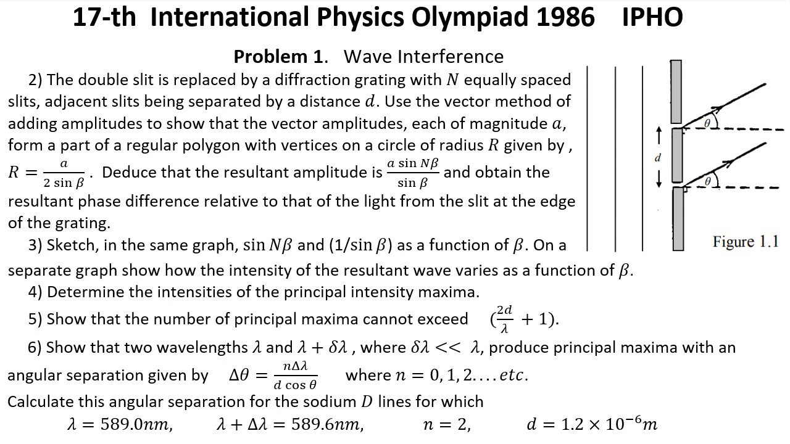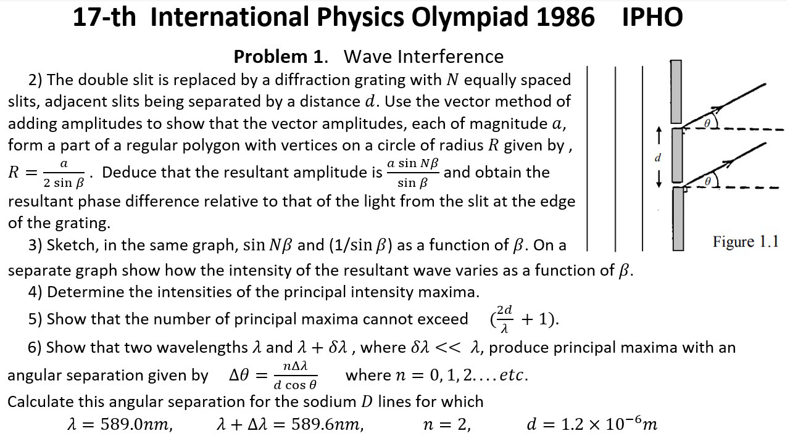Question 2. The double slit is replaced by a diffraction grating with n equally spaced slits, adjacent slits being separated by a distance d. Use the vector method of adding amplitudes to show that the vector amplitudes, each of magnitude a, form part of a regular polygon with vertices on a circle of radius R given by R equals a over 2 sine beta. Deduce that the resultant amplitude is a sine n beta over sine beta, and obtain the resultant phase difference relative to that of the light from the slit at the edge of the grating.